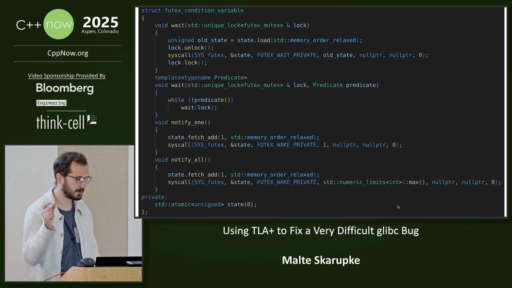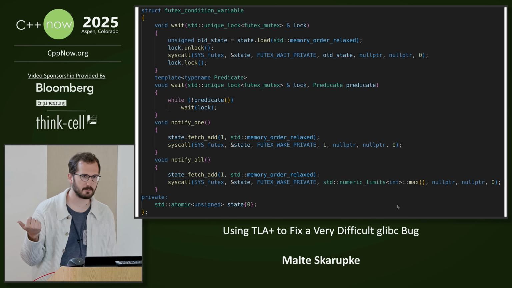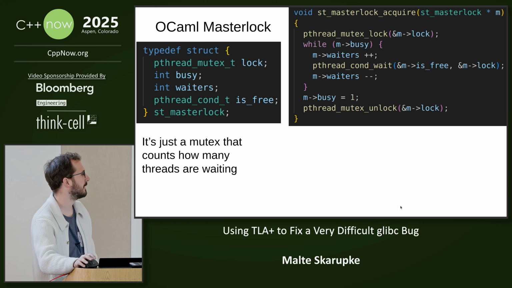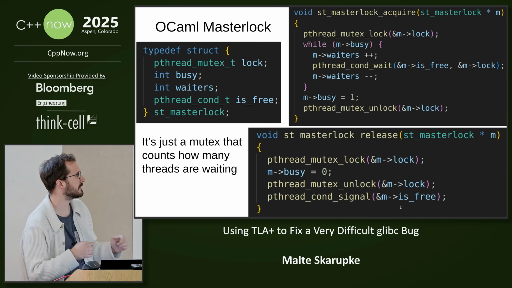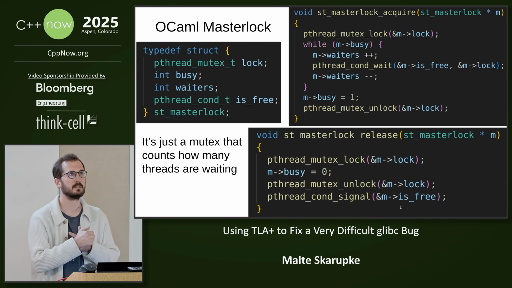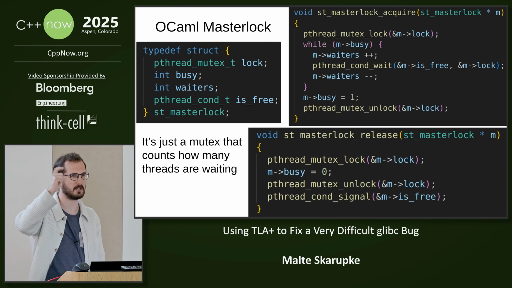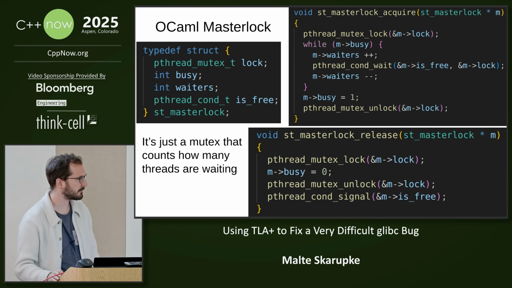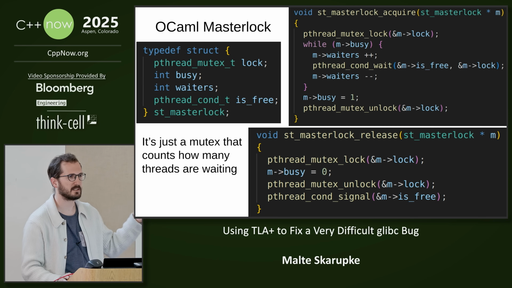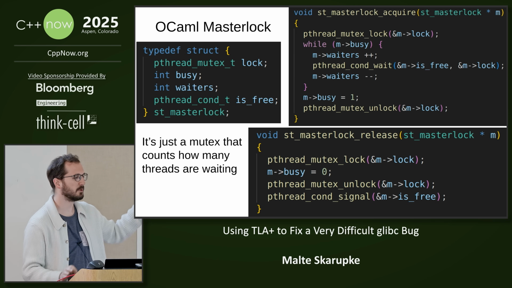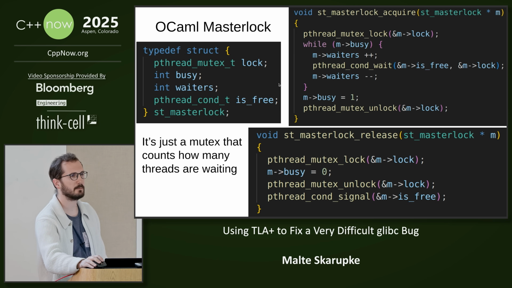I'm also going to show one other thing, which is the thing that actually broke with condition variables, which is the OCaml master lock. So OCaml used to be single-threaded, or it had multiple threads, but like Python, it had this master lock where all the threads have to agree which one can run right now. And it is actually just a mutex that has a count inside of it. And so they built their own mutex using a mutex and a condition variable.